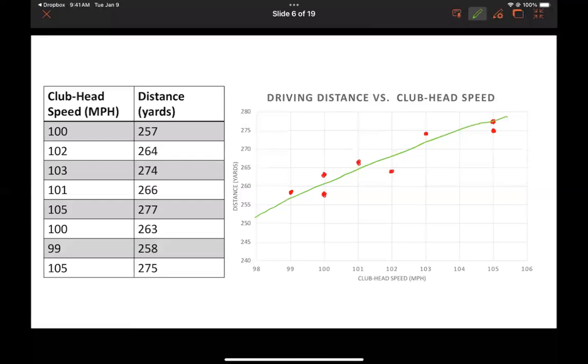Any questions on drawing the scatter plot before we do more stuff? So it just means putting in all the numbers in. Yes. Yeah. Just plotting points. All right.